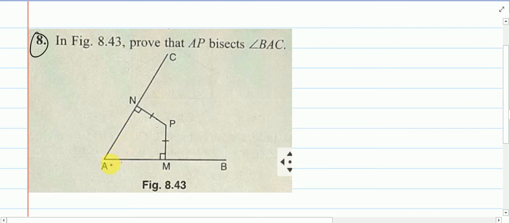So how can we prove that? We can prove it by showing this triangle congruent to this triangle. Once we have shown this triangle is congruent to this, then we can say that this angle equals this angle, and this equals this. So once we show that these two are equal, therefore AP is the bisector of this angle. So let us see.